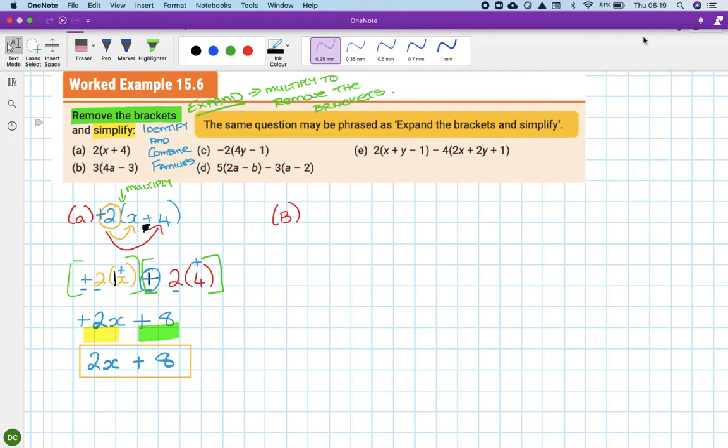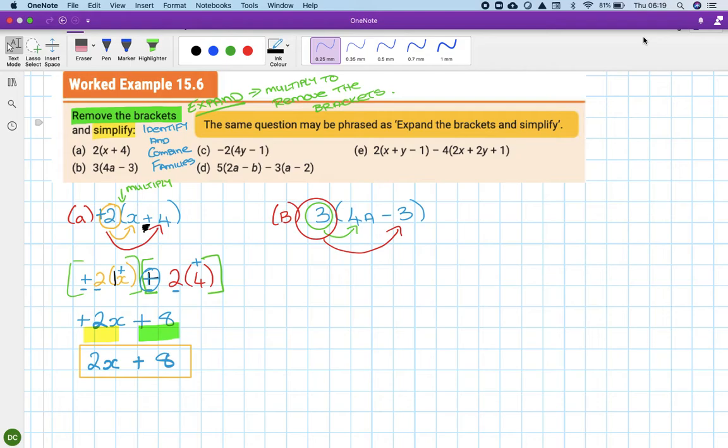So the second one says 3 bracket 4a minus 3. Okay, so again, that means there's two multiplications there. They want us to multiply the 3 by the 4a, and then they want us to do a second multiplication where we multiply the 3 by the minus 3. Okay, so the number on the outside has to get multiplied by both, so there's going to be two multiplications. Okay, so I'll do the green one first because that's the first one.